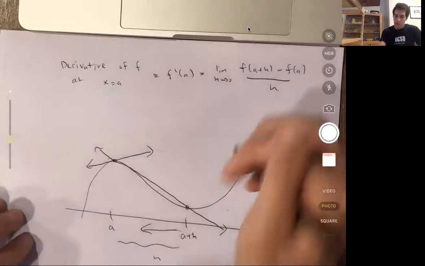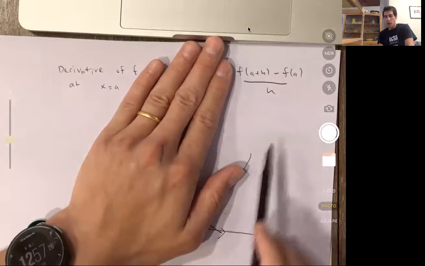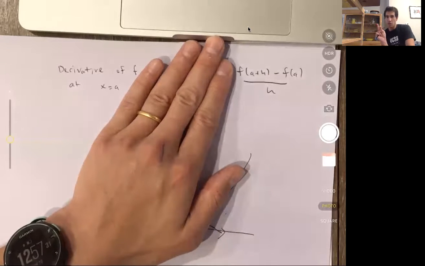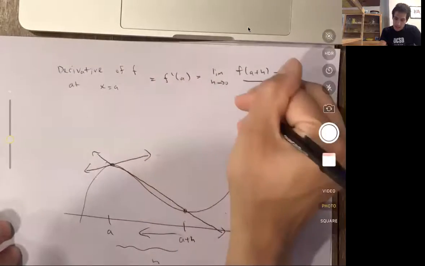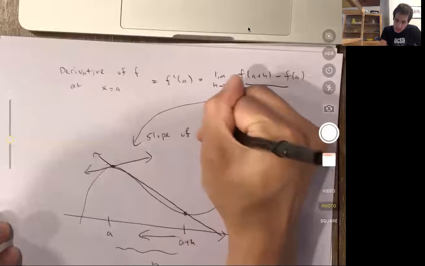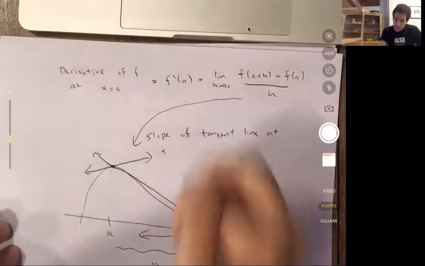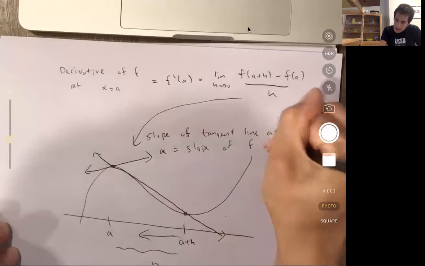And so for this derivative, if I don't take the limit, each one of these is the slope of the secant line. And as the 2 points get closer and closer together, the secant line gets closer and closer to the tangent line. And so as I take the limit as H goes to 0, this limit is going to be the slope of this line. So it's the slope of the tangent line. And sometimes we say that this is the slope of the function at x equals a.